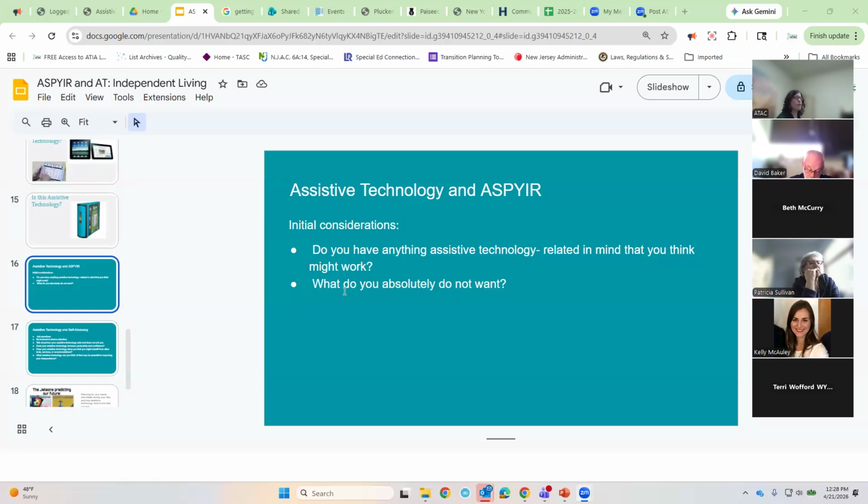And then finally, the initial consideration here, the second one is, what do you absolutely not want? I always go back to the story of someone telling our director of assistive technology that they will never use a tool that makes them look like they have a red dot on their forehead. It will simply make them want to break the tool and just walk away. So identifying what it is within assistive technology that you absolutely do not want is critical.